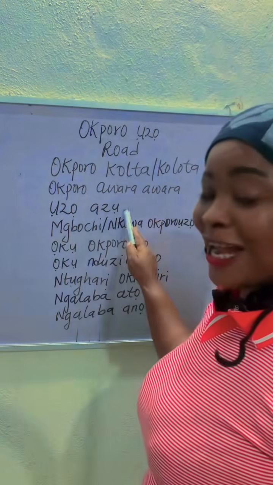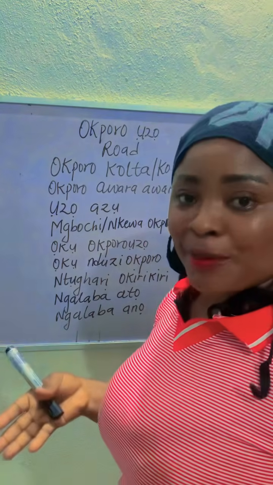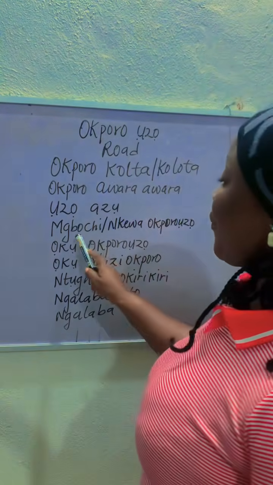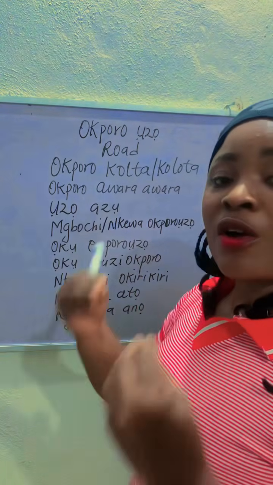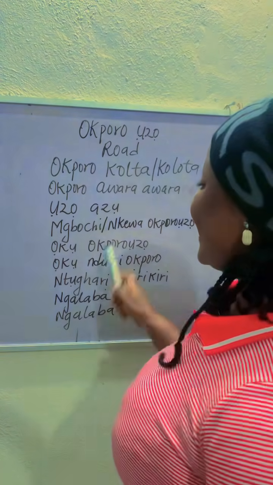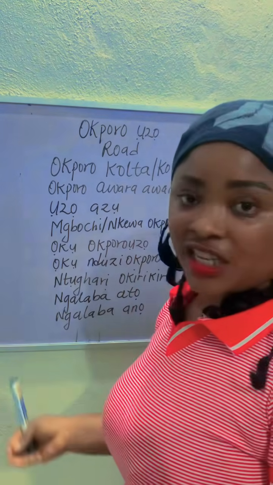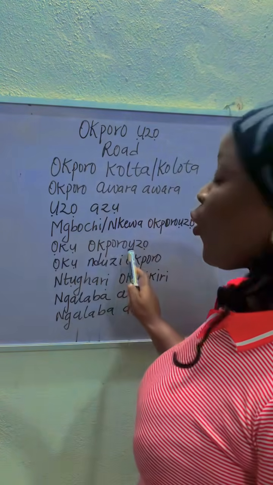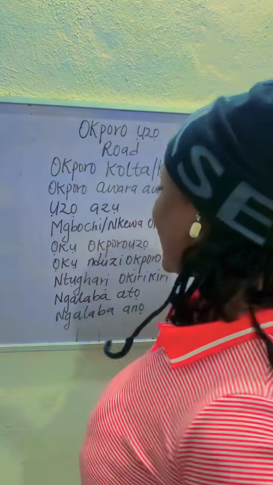Okporo awara. That's the busy road. Ụzọ azụ, I know you might argue this, but this is the shortcut or the Appian Way. Mgbochi okporo ụzọ, that's what you call road bump. Then nkewa okporo ụzọ is what you call road demarcation. Ọkụ okporo ụzọ, street light or road light.